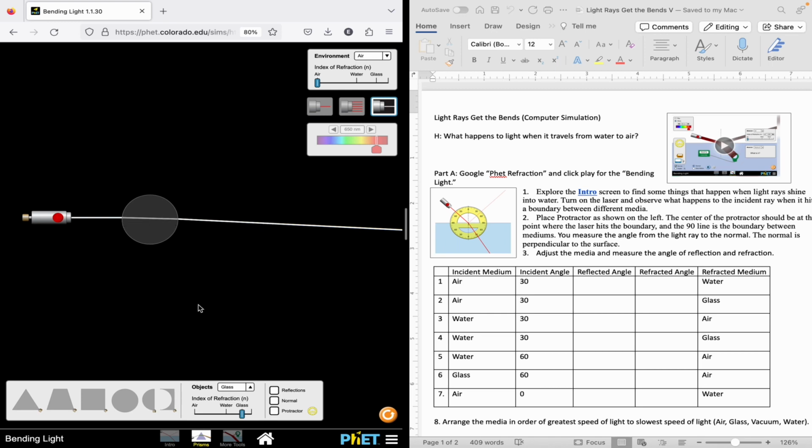So this is just an example of what I would have my students do in order to practice calculating angle and measuring the angle.